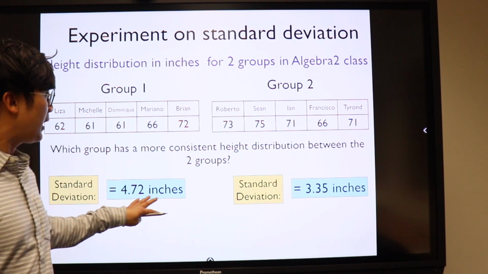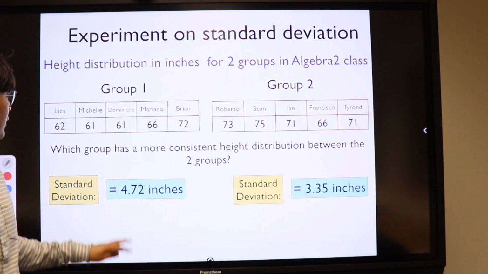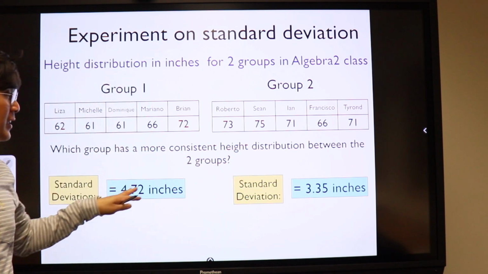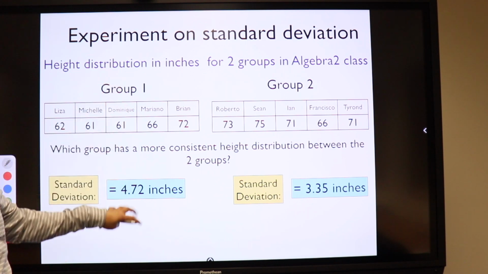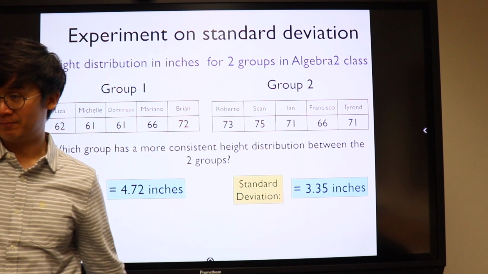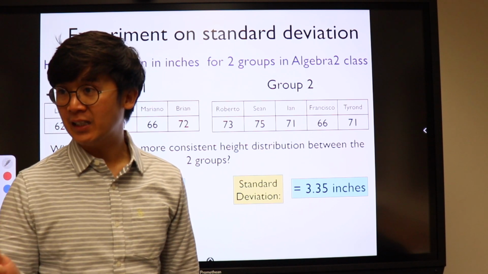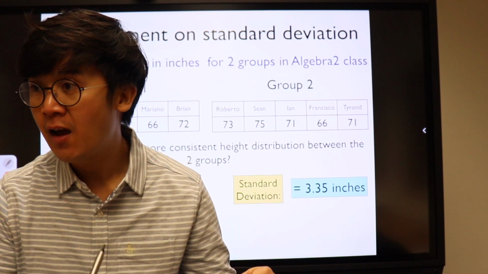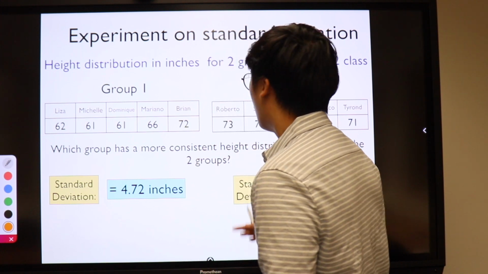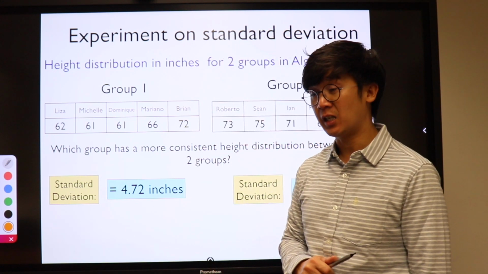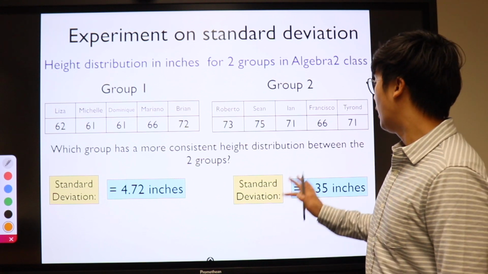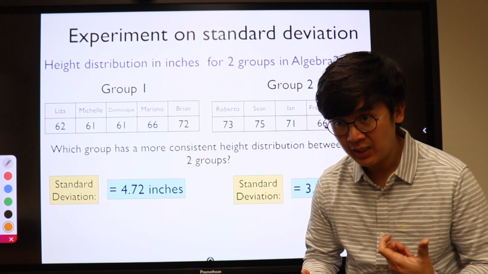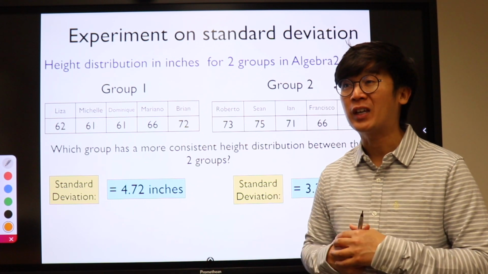Now, by just looking at their standard deviation, can you answer which group has a more consistent height distribution? Do you think it's the first group or the second group, and why? The definition of the standard deviation is the average differences of each data point in your group of data. Which one has a smaller standard deviation, group 1 or group 2? Group 2.